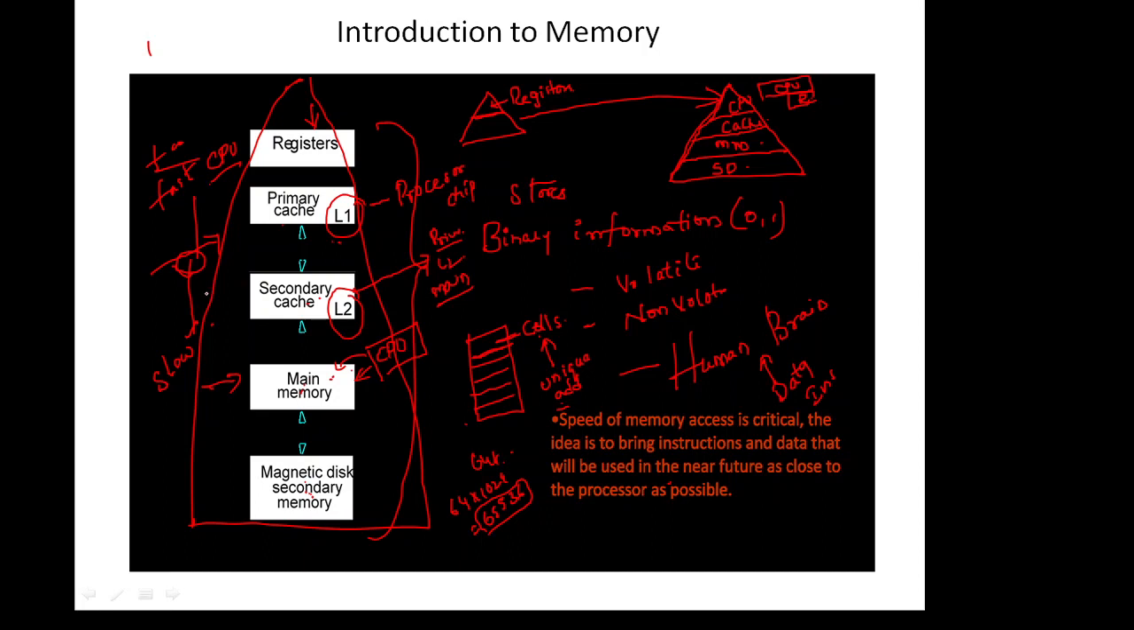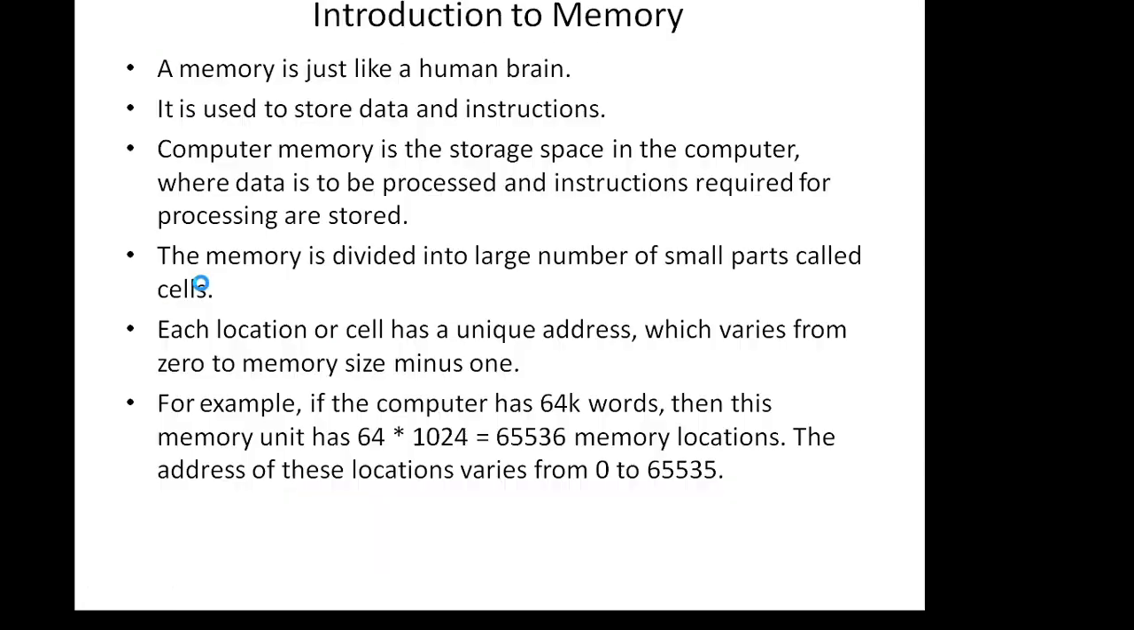As I have said, a memory is just like a human brain, because it is used to store data and instructions. That's why we say it is like a human brain. Or else you can say a memory unit is a collection of storage units or devices together. Each memory unit stores binary information in the form of bits. Generally, memory storage is classified into two types. The first one is volatile memory and the next one is non-volatile memory.